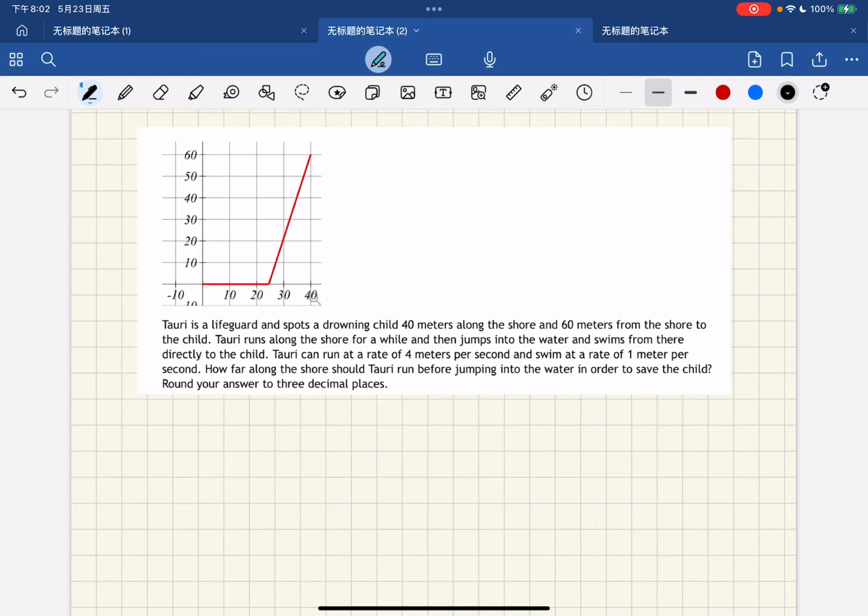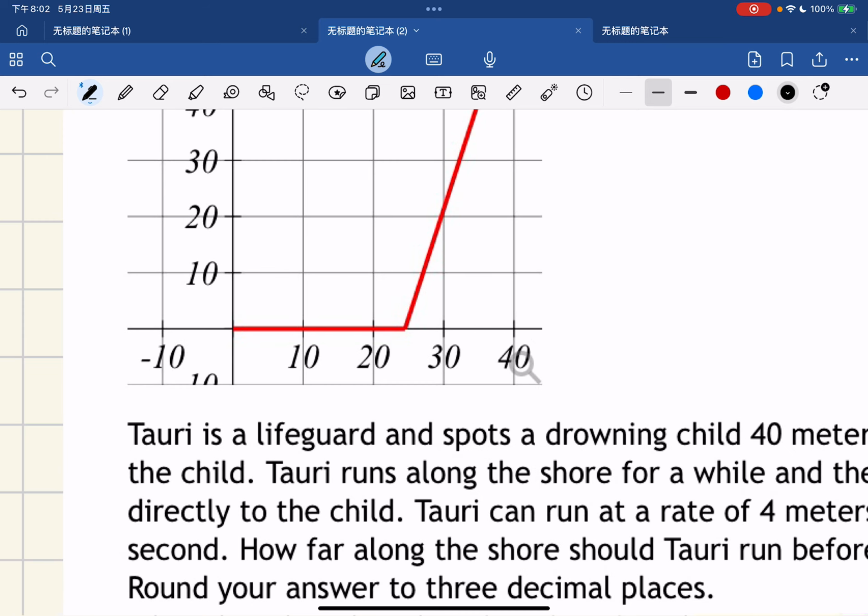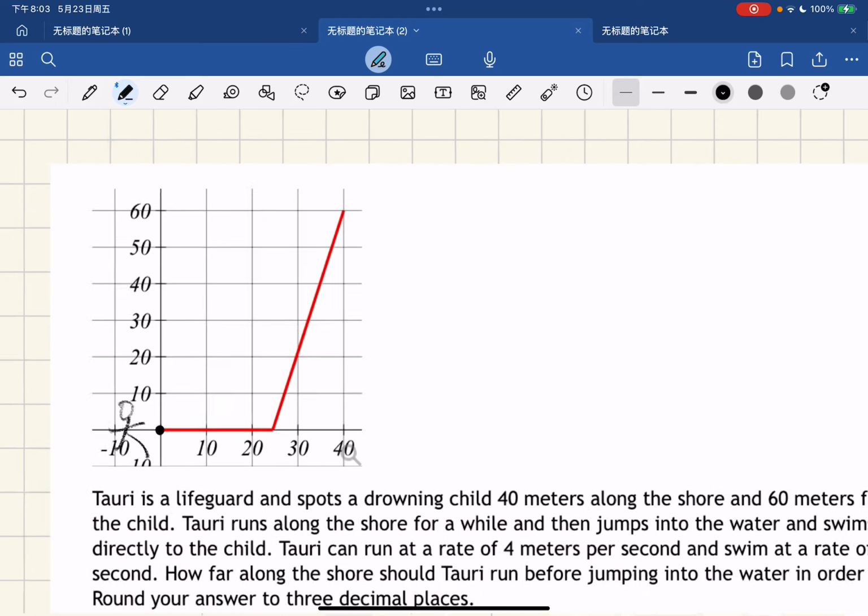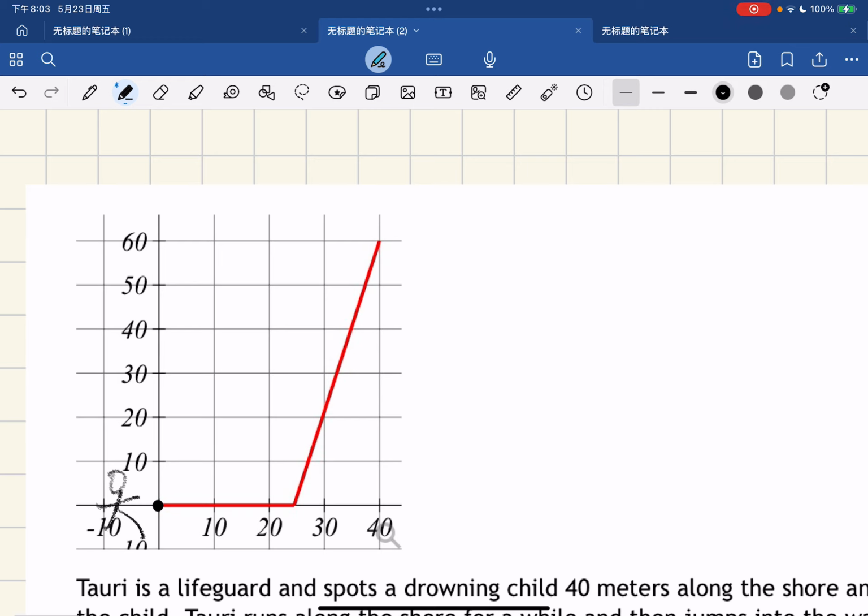So we can create an axis, and on the 0,0 point, this will be the start point of the lifeguard. And at the point x equals 40, which is the length of the shore, and when y equals 60, which is the distance between the drowning kids and the shore. We're gonna just draw drowning kids.